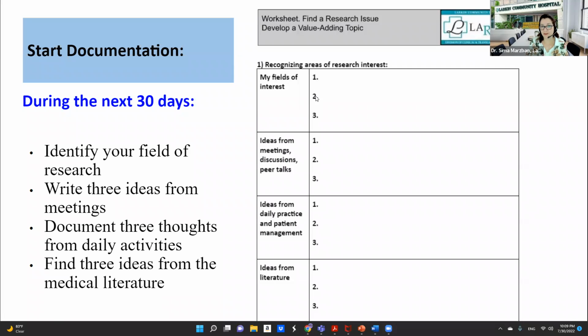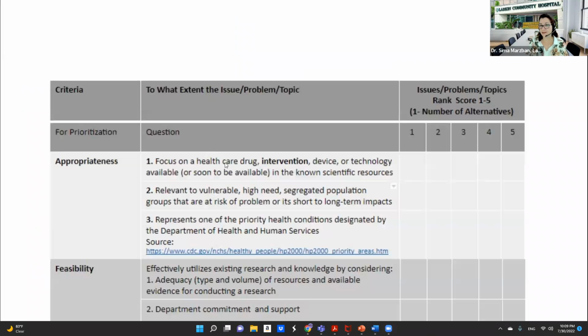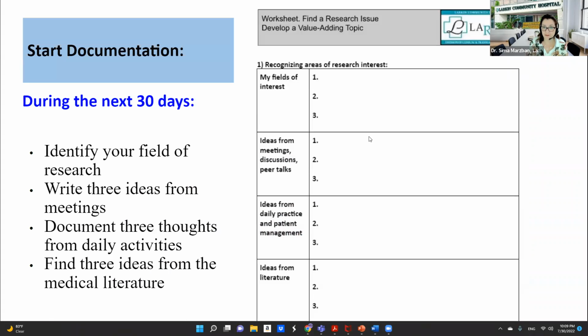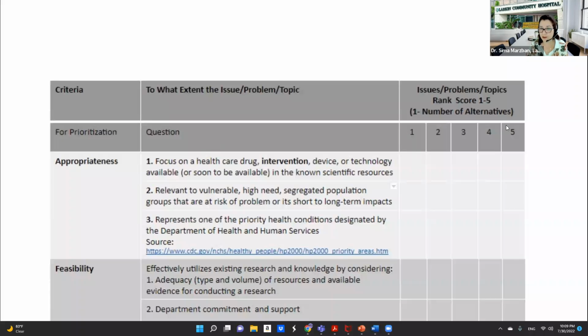Here you will have at least 9 ideas. Okay, you can try to prioritize the best one among those 9 areas. How? Based on these criteria: appropriateness of the topic. Score the first potential topic with a score between 1 to 5.